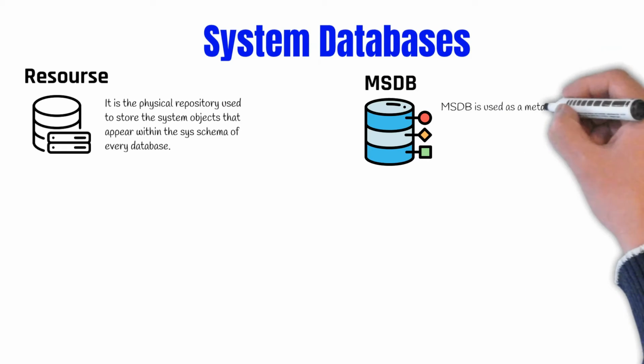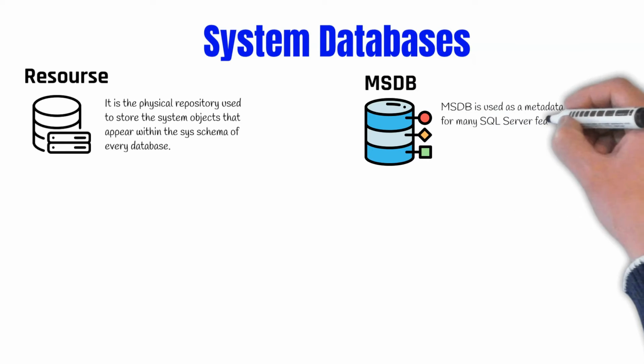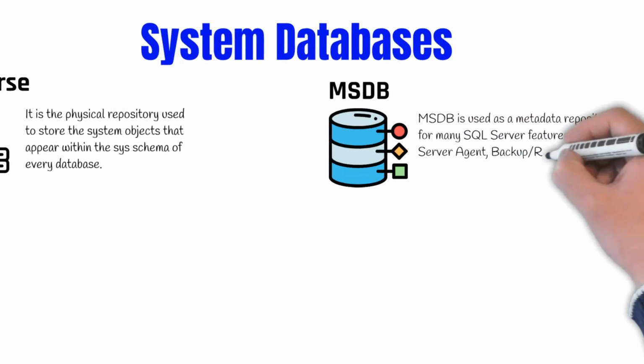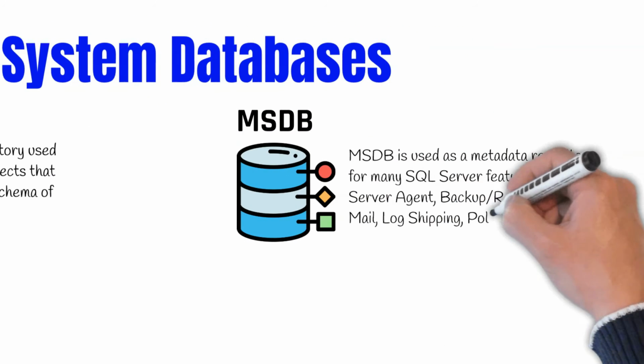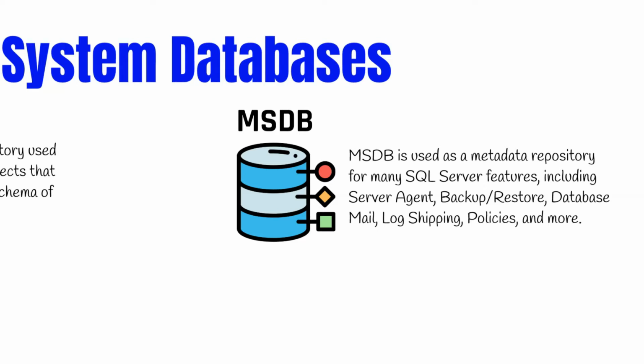Next in line, we have MSDB. This is used as a metadata repository for many SQL Server features, including the server agent, backup and restore, database mail, log shipping and policies, and much more. Although this is a very important database to your instance, there are no configuration options for you to consider. So when you learn to configure your database mail, this is where all the information will be stored.